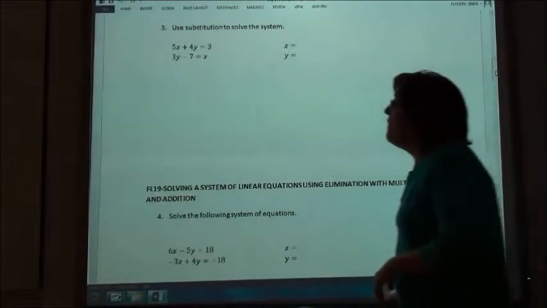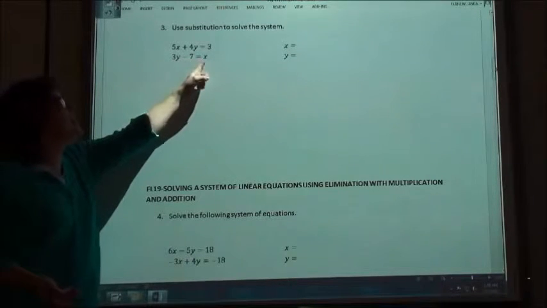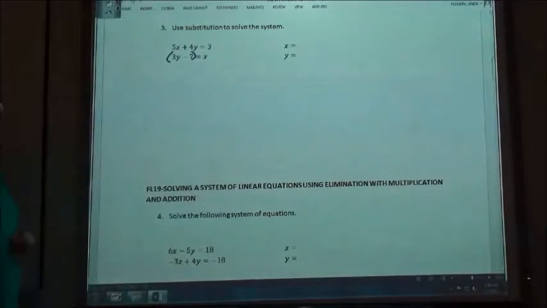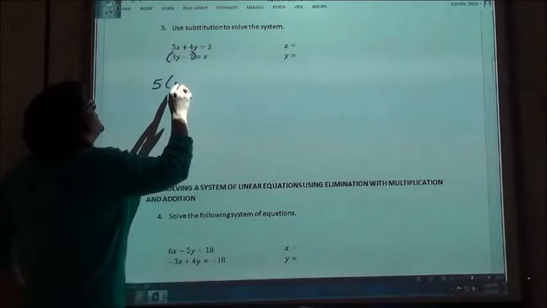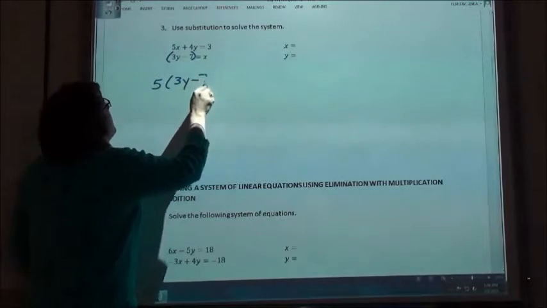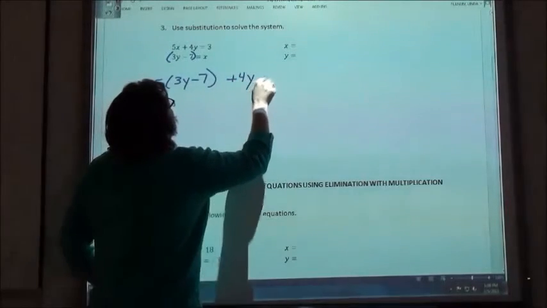So number 3, we have 5x plus 4y equals 3 and 3y minus 7 equals x. So we do have that bottom equation solved for x. They just wrote it backwards to see if they could mess you up. Since this one is solved for x, we can use our top equation and replace the x with the 3y minus 7. So if we do that, what would we have? 5 times (3y minus 7) plus 4y equals 3.